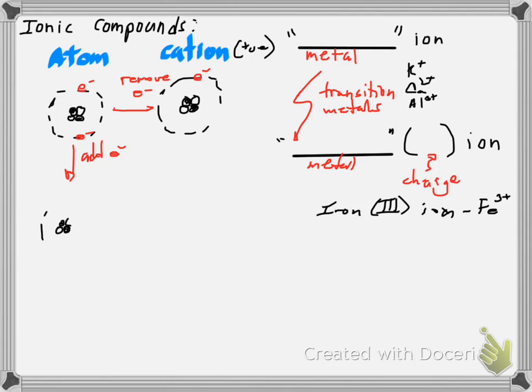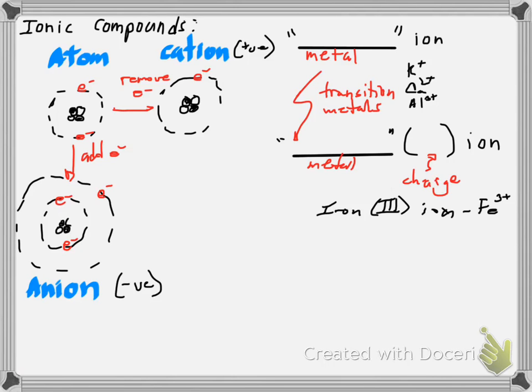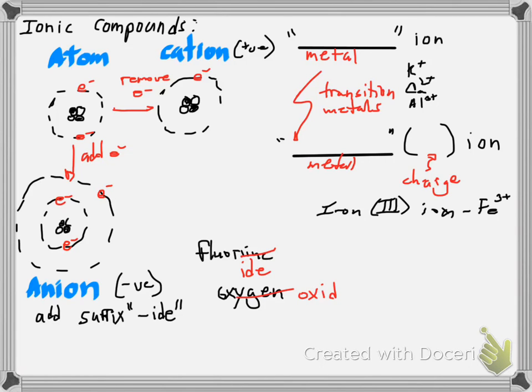Let's take a look at what happens when you add an electron. If you add an electron, now you have something we call an anion, and it has a net negative charge because of the additional electron. In this case, you would add the suffix -ide. Fluorine would be fluoride, oxygen would be oxide, and sulfur would be sulfide.